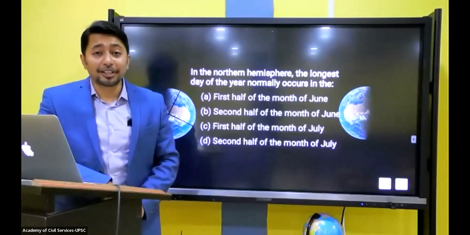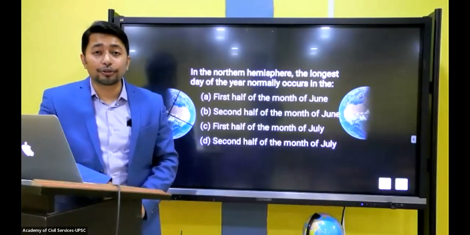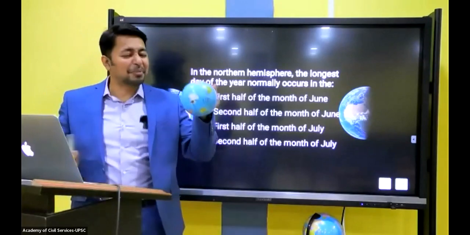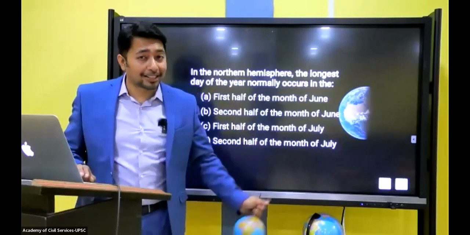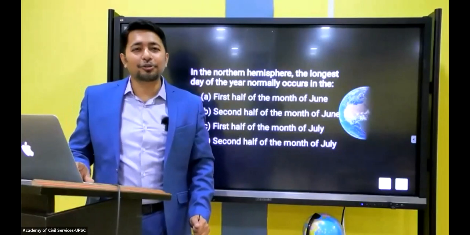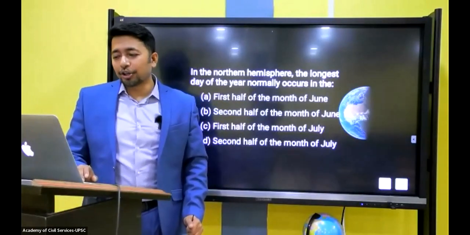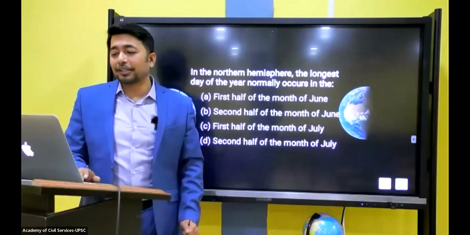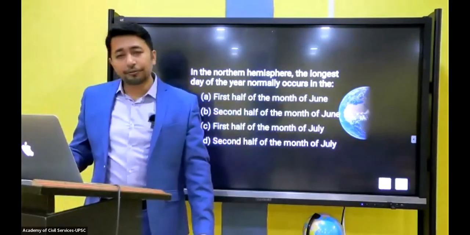But if you study it from the book again and again, you might fall into a lot of confusion. So that's why I told you that this globe is the mother of all the books. If you have this globe and if you have an atlas, trust me, you don't need to buy a lot of books. Just try to understand the concept and your problem will be solved. Anyway, the majority of you, more than 78%, have given the right answer. That is B, second half of the month of June.